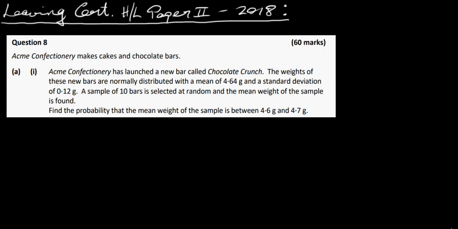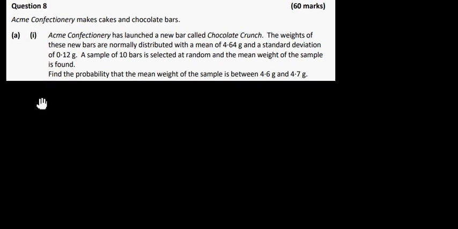Okay, so in this video I'm going to have a look at the Leaving Certificate Higher Level Paper 2 for 2018, and I'm going to have a look at question 8. So we have Acme Confectionery makes cakes and chocolate bars. They've launched a new bar called Chocolate Crunch.